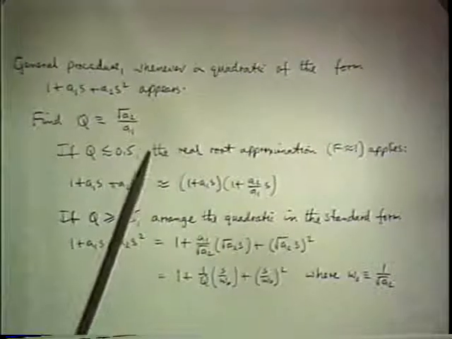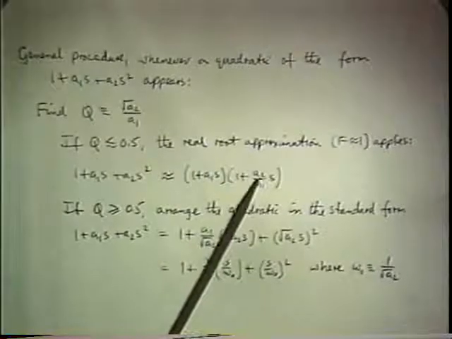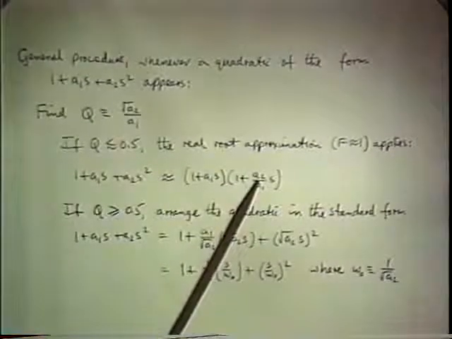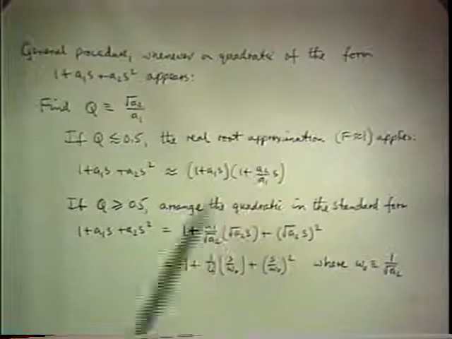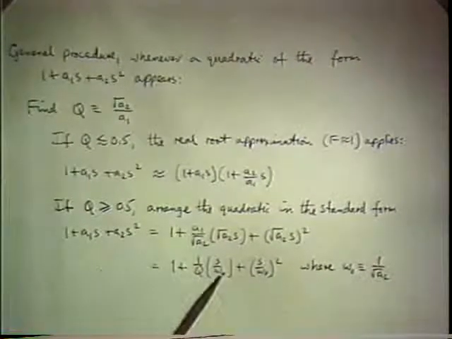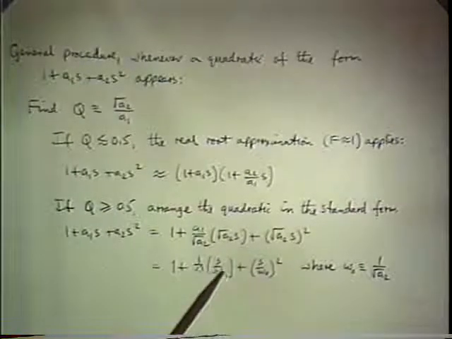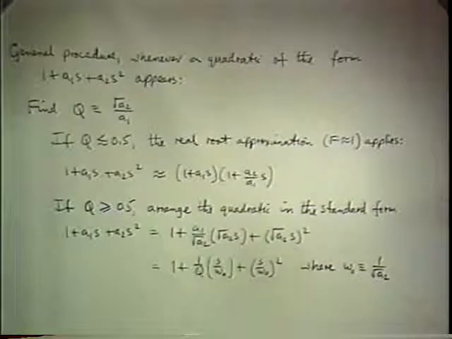If it's less than 0.5, make the real root approximation, factor it into these two approximate real roots, no radical sign. If it's bigger than 0.5, leave it in quadratic form, because you know what the magnitude and phase shape of a quadratic is. Leave it in terms of the Q and the corner frequency.